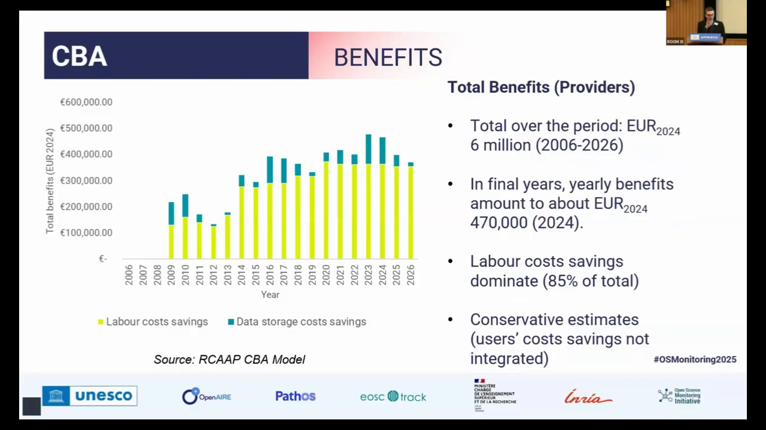Then we take a look at the benefits. Here we look at the labor cost savings and the data storage cost savings allowed by RCAP. Over the total period, we have savings benefits of about 6 million, sorry, and in recent years, a little bit less than €500,000. Of these total benefits, we can see that the labor cost savings, the fact that we have a common team managing these repositories, actually dominate. And as I've mentioned, these benefits do not include the fact that people may spend less time accessing resources. So this is a conservative estimate of the benefits.